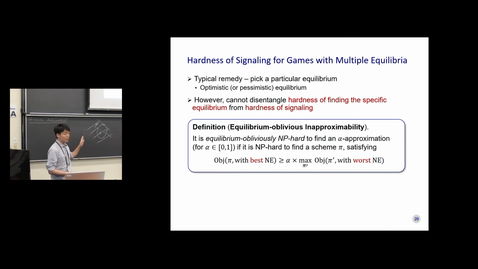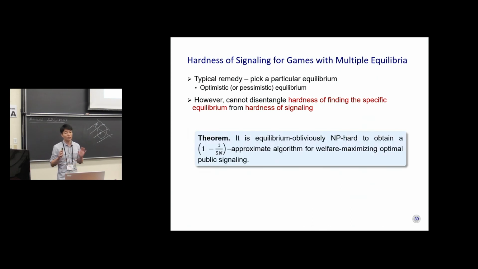That is, the objective of your pi under the best possible equilibria is at least an alpha fraction of the maximum objective under the worst case equilibria. In other words, your algorithm is privileged with the best equilibria, but our benchmark is disadvantaged with the worst equilibria. But even in this case, you cannot guarantee your algorithm has an alpha fraction of the optimal.